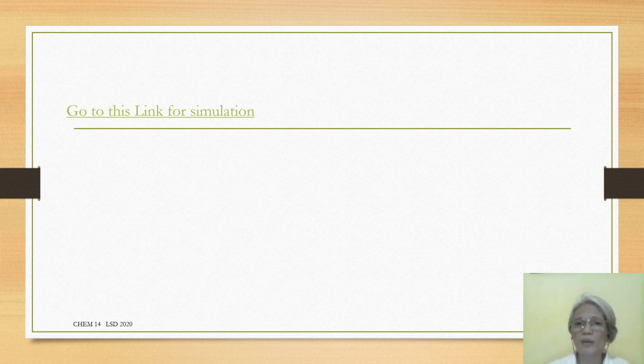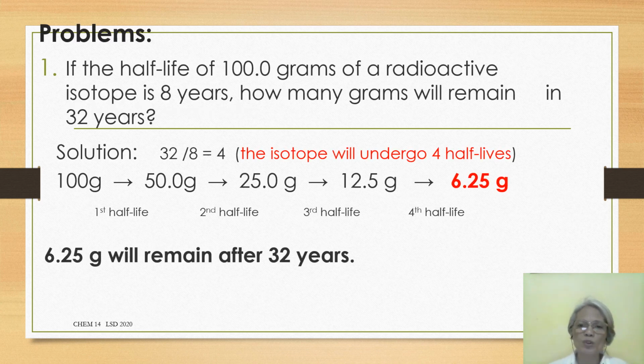So let's proceed directly to problem solving. For our problem number 1, we have this. If the half-life of 100.0 grams of a radioactive isotope is 8 years, how many grams will remain in 32 years? We are given a span of 32 years with a half-life of 8 years. So we must determine how many half-lives are involved in the span of 32 years. We divide 32 by 8, so we have 4. It means that the isotope will undergo 4 half-lives.